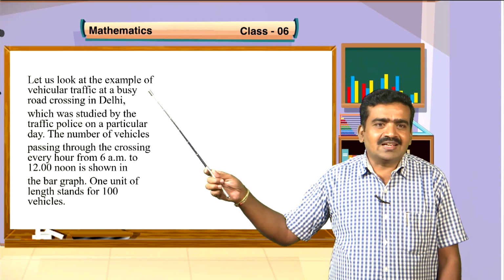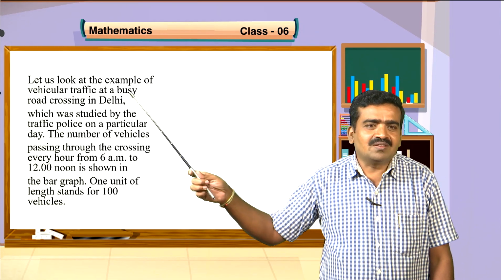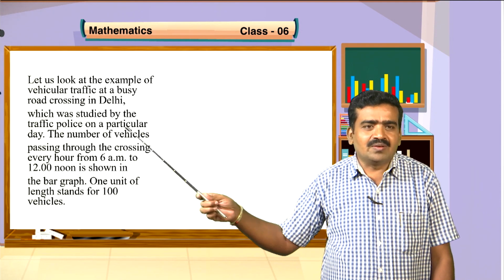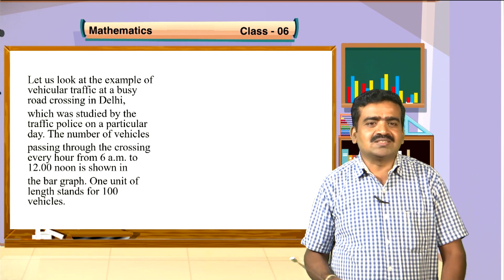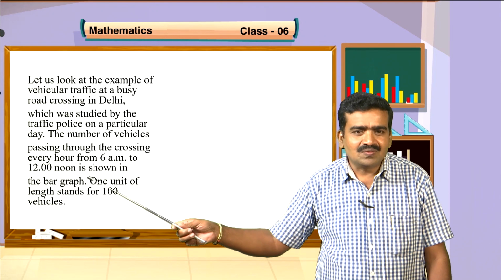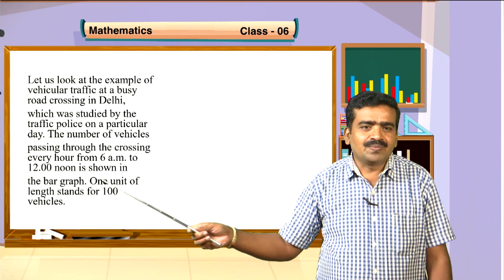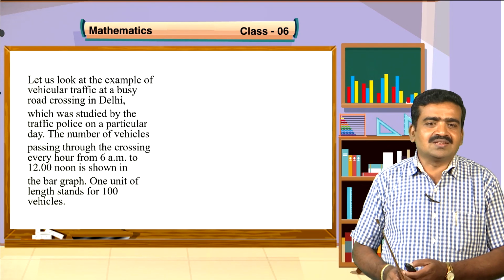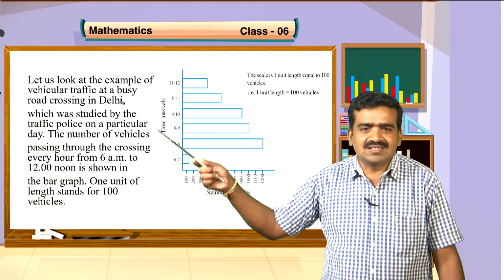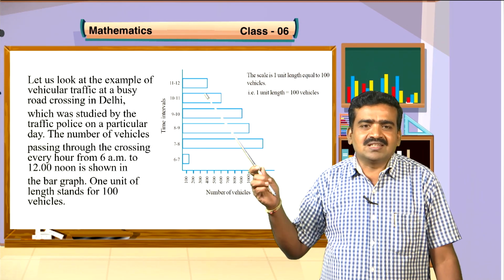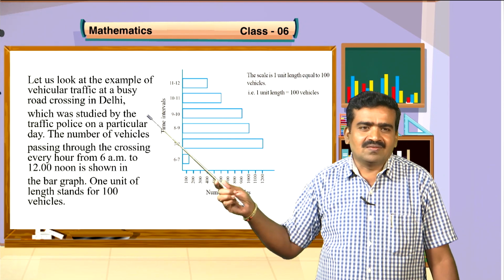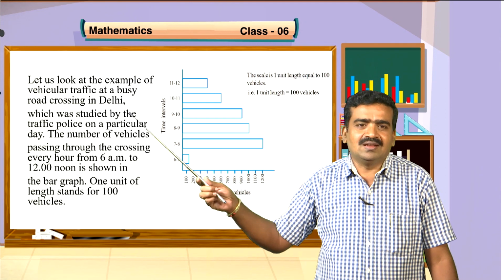Let us look at the example of vehicle traffic at a busy road crossing in Delhi, which was studied by the traffic police on a particular day. The number of vehicles passing through the crossing every hour from 6 am to 12 noon is shown in the bar graph. 1 unit of length stands for 100 vehicles. This is the survey by the traffic police to understand the traffic in particular hours in Delhi.